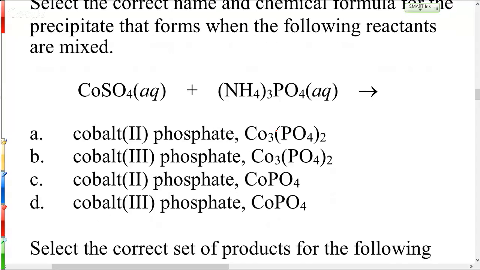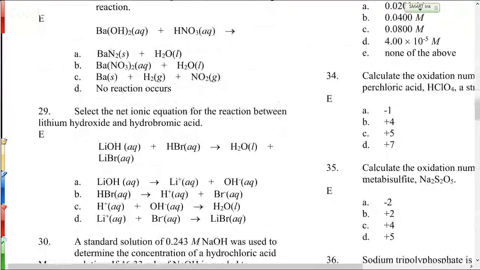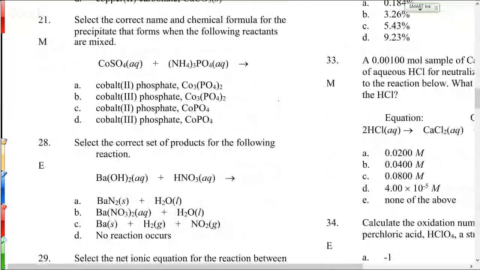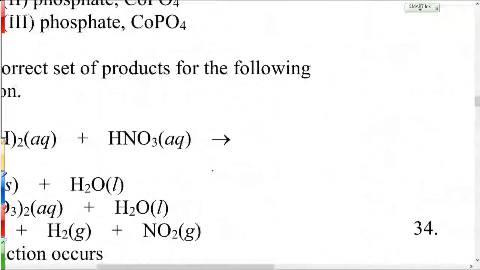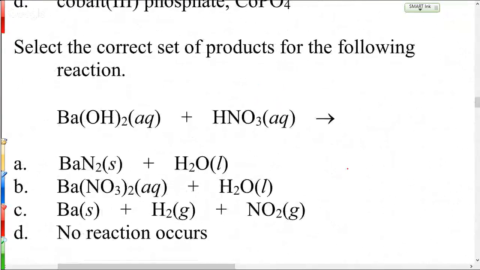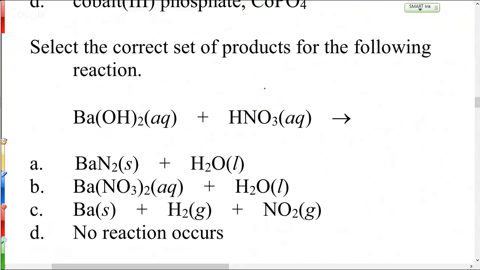All right, great, thanks. Okay, there's some more of these to practice. I do want to look at one more before we go on to something different. Let's take a look at this one right here. These are the tougher types of questions because of that answer D, no reaction occurs. So you've got to really think about what's going on here, what type of reaction this is, and what the products might be.